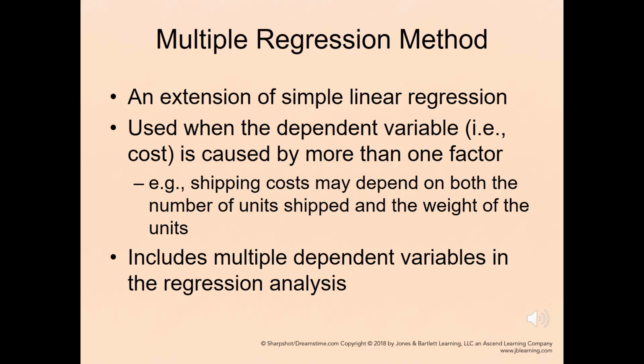Multiple regression method is an extension of simple linear regression and is used when the dependent variable, for example cost, is caused by more than one factor. For example, shipping costs may depend on both the number of units shipped and the weight of the units. It includes multiple independent variables in the regression analysis.